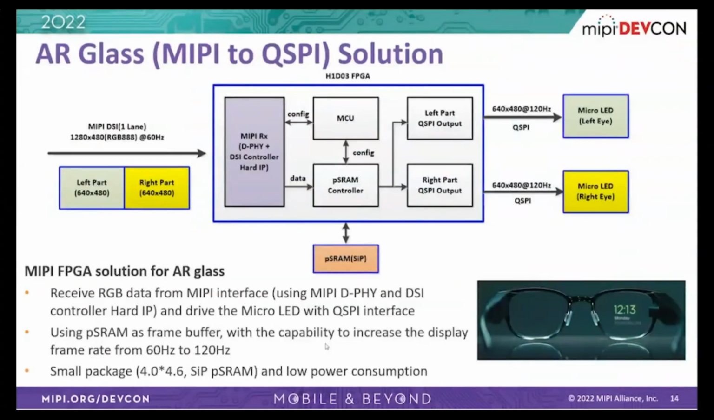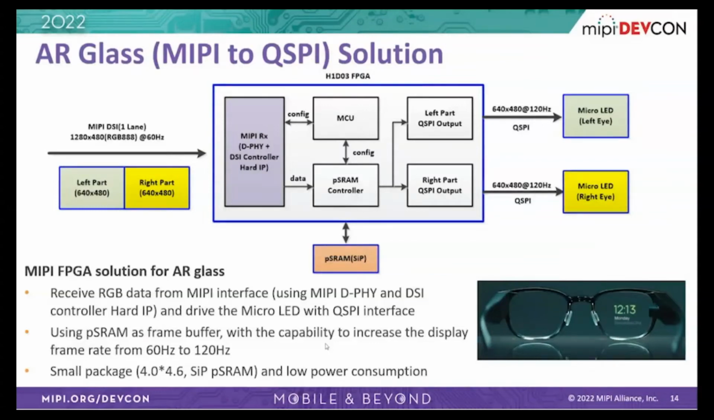And here is another application, used in AR glass. For some AR glass solutions, they need to use a micro LED for the display. And for this kind of application, usually the application processor cannot support 2 groups of QSPI interface directly, but they have the MIPI interface. So the H1D03 can help to do this conversion.